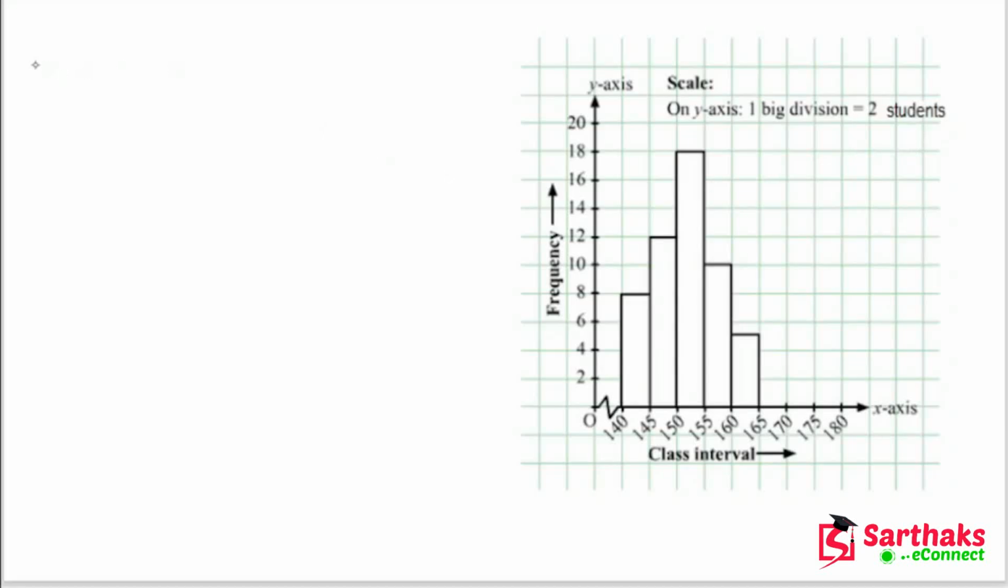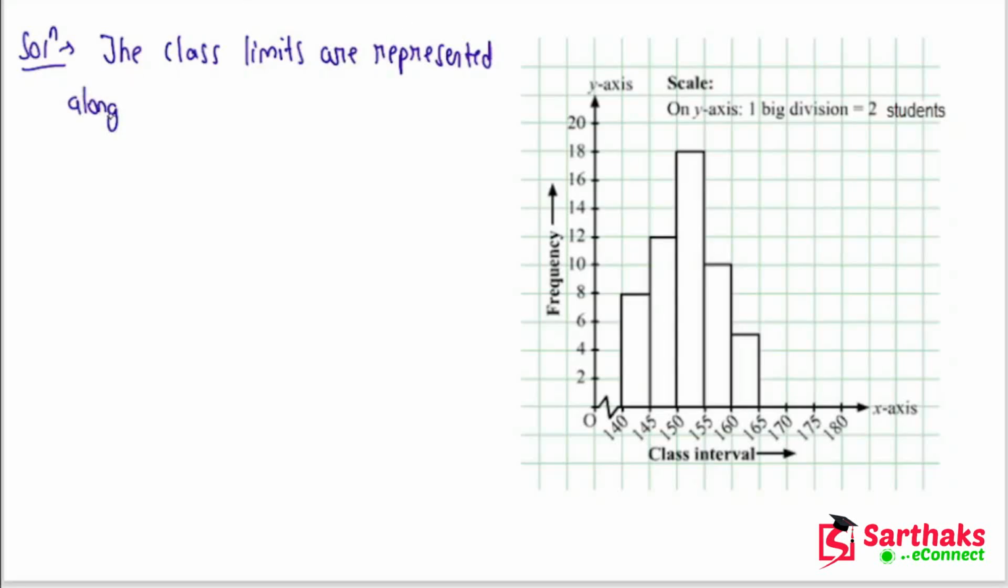Now what we have done is that the class limits are represented along the x-axis on a suitable scale. Now what is that suitable scale? 1 centimeter equals 5 units, right? On a suitable scale.